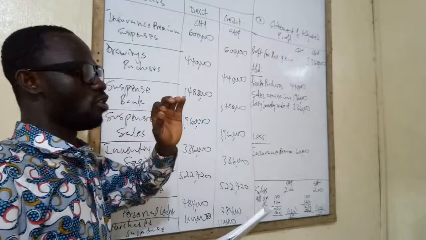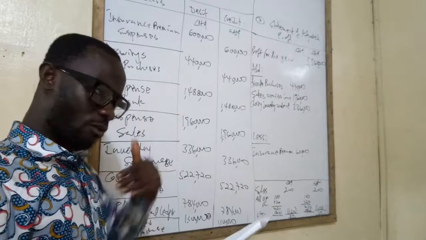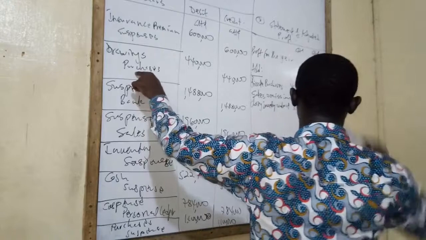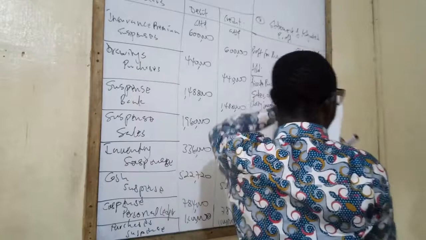Now, if you reduce your purchases, what happens to your profit? Purchases is an expense. So if you reduce it, your profit goes up. Look at the scenario we did first, the drawings thing. When it was increased, we said that it reduced our profit. So we added it back.